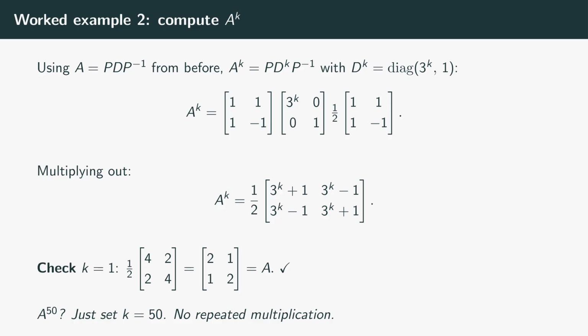Let's sanity check with k equals 1. 3 to the first is 3, so we get 1/2 times the matrix with rows 4, 2, and 2, 4, which is rows 2, 1 and 1, 2, our original A. The formula is correct. And now the punchline. Want the 50th power? Just plug in k equals 50. Want the 1000th? Plug in 1000. No grinding through repeated matrix multiplication. Diagonalization gave us a formula for all powers at once.